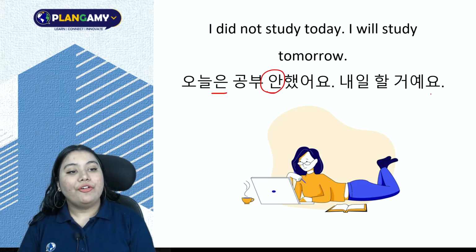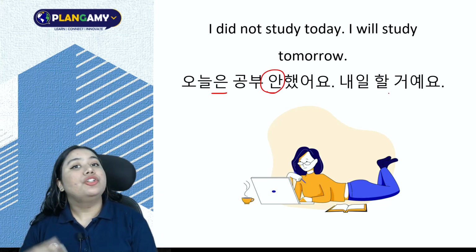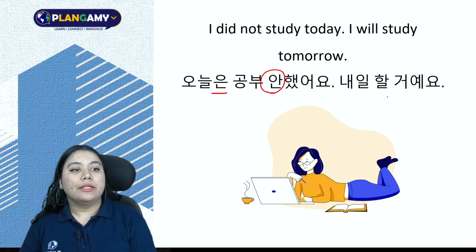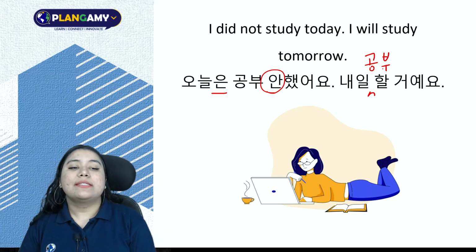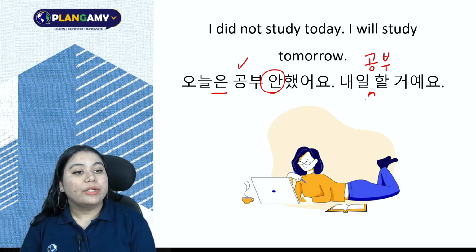내일 할 거예요. Tomorrow I will study. 내일, tomorrow, 하다, to do, study. To do something. 내일 할 거예요. I'll do it tomorrow. I could have also said 내일 공부할 거예요. This is the same thing because I've already established that I'm talking about 공부. I can omit it from here.